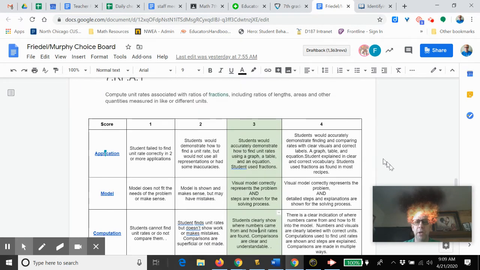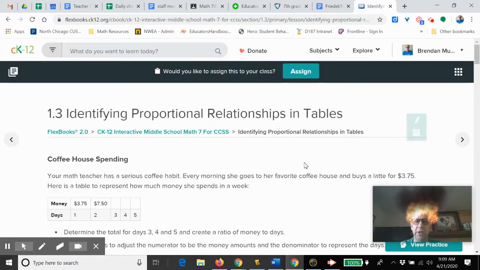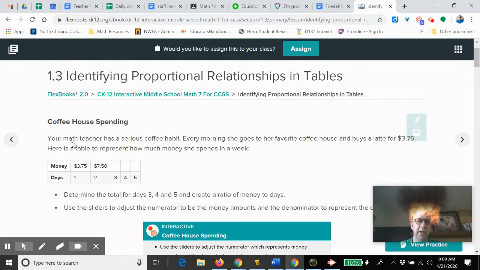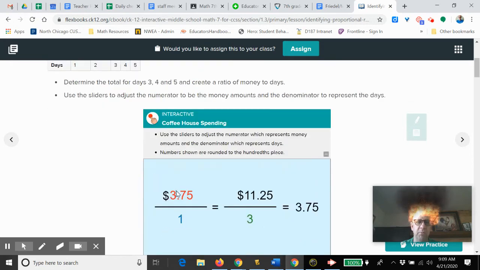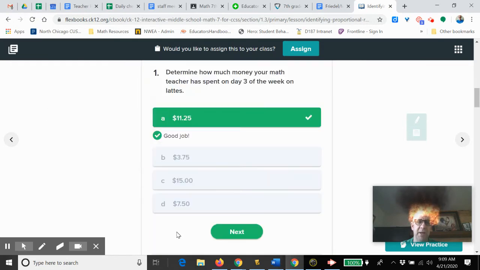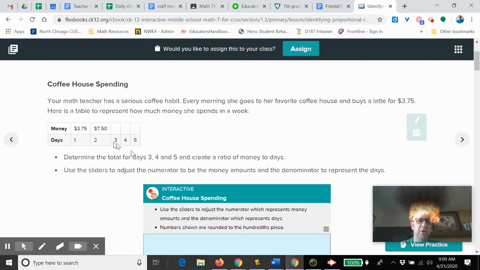One more little thing here. I'm going to share this with you, a little practice if you like it. We've done Khan Academy. This is a little bit of reading. It's tables and interactive practice, and the answers show up. This is pretty cool. Let's take a look at the first example.